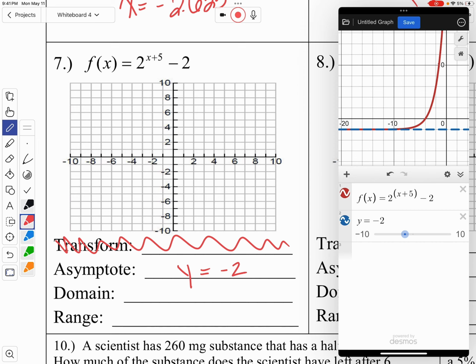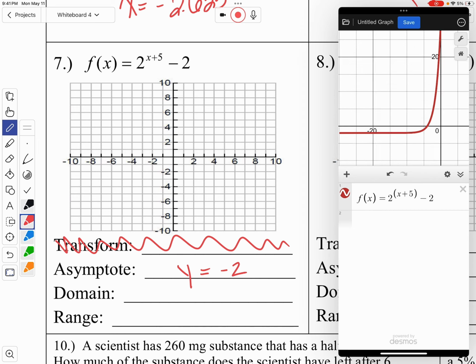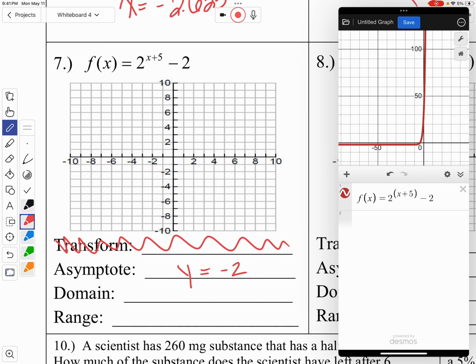Domain is all your x values, so if I keep zooming out, it will forever touch the left, and it will go all the way to the right, so from -infinity to infinity, or we say all real numbers.